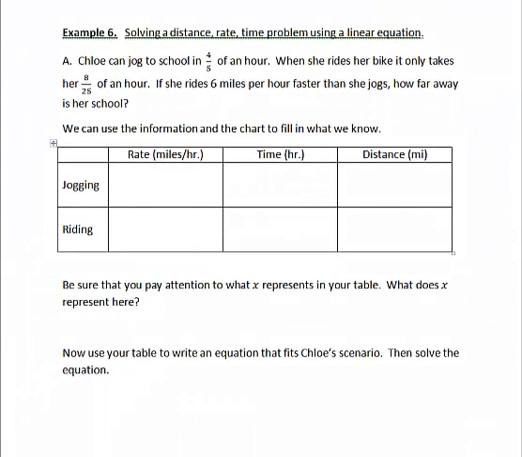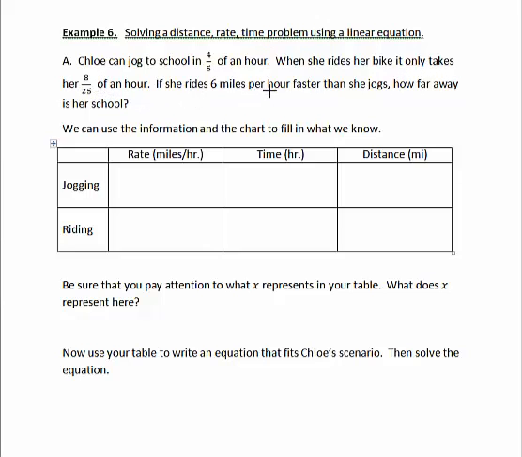So here we are with our classic algebra problems, where we have either 2 modes of travel, or 2 people traveling at the same time. And so to organize all the information that we're going to get, we're going to use a table, as we did in the previous problems. So let's start reading. Chloe can jog to school in 4/5 of an hour. When she rides her bike, it only takes 8/25 of an hour.